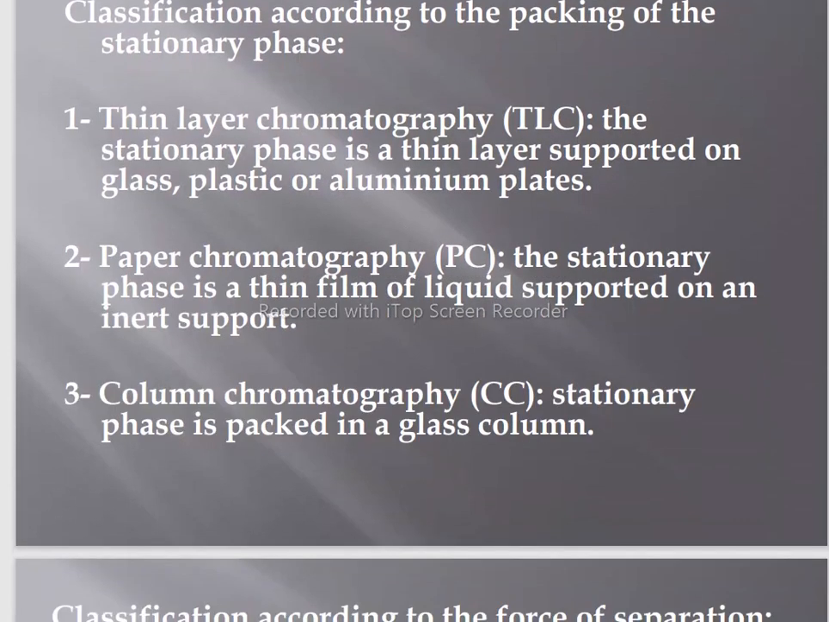Okay. Classification according to the packing of the stationary phase. It is classified into three categories. The first one is thin layer chromatography, where the stationary phase is a thin layer supported on glass, plastic or alumina plates. Paper chromatography: in paper chromatography, the stationary phase is a thin film of liquid supported on an inert support. And the third one is column chromatography, where the stationary phase is packed in a glass column.